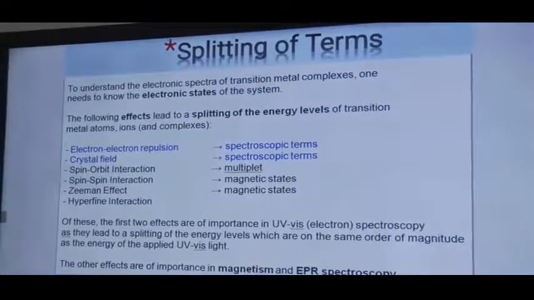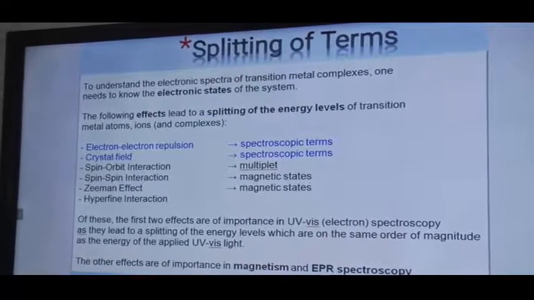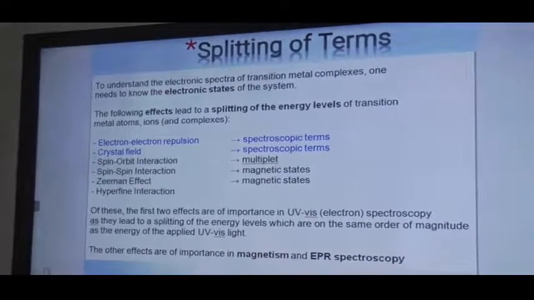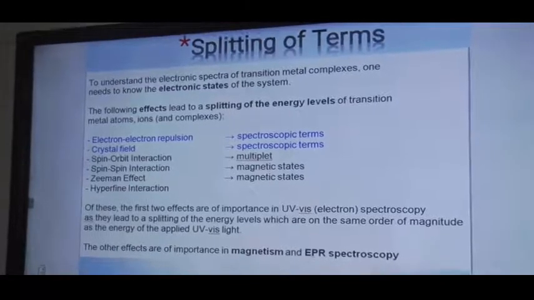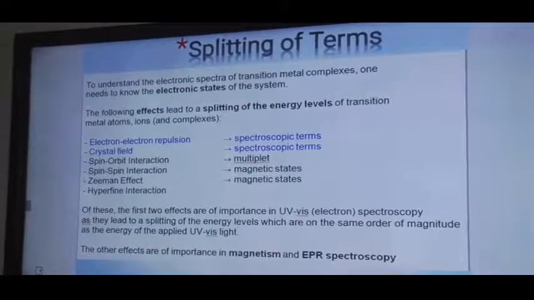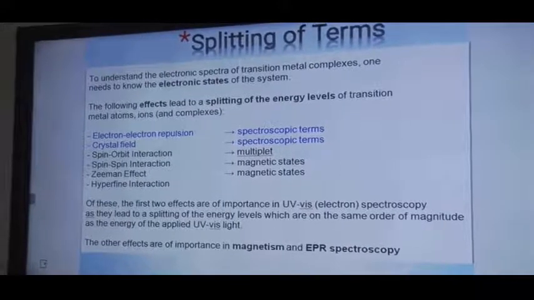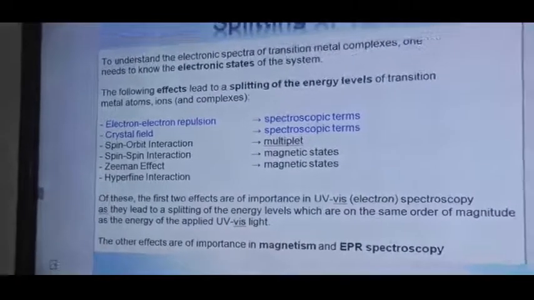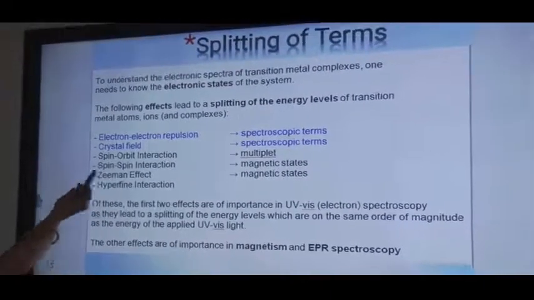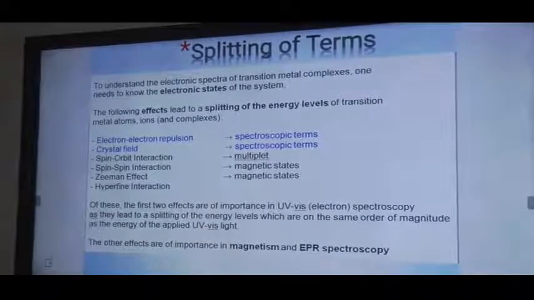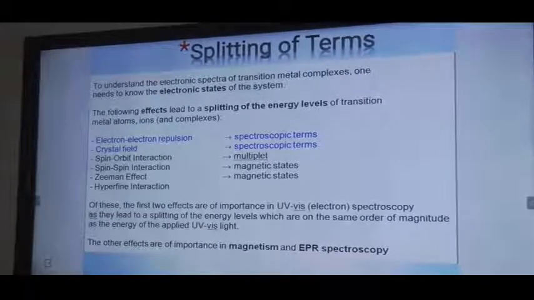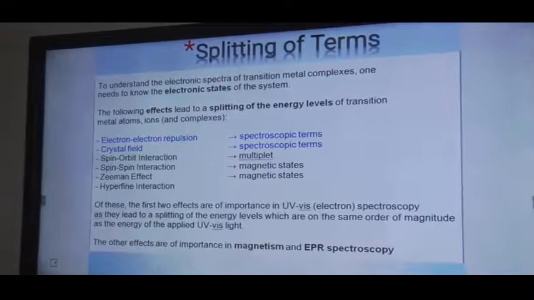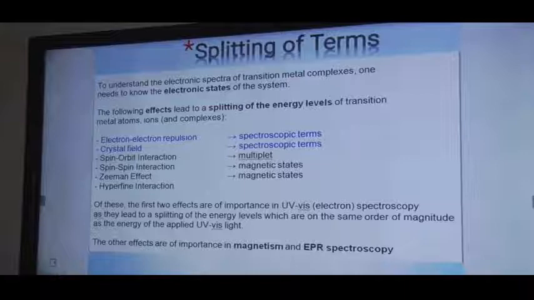The Orgel diagram actually depends on the terms and their splitting in an octahedral field. So, to understand the electronic spectra of transition metal complexes, one needs to know the electronic states of the system. The following effects lead to splitting of the energy levels of a transition metal: electron-electron repulsion, crystal field repulsion, spin-orbit interaction, spin-spin interaction, Zeeman effect, hyperfine interaction, and all this counts to explain the spectral behavior of a complex.